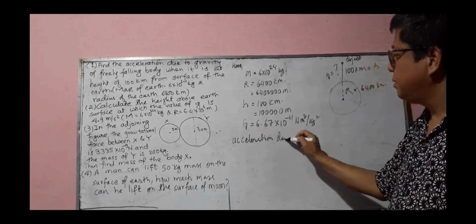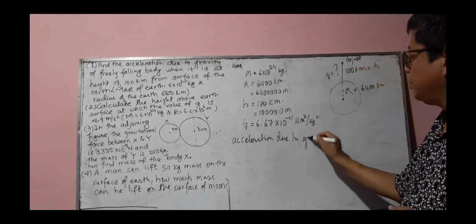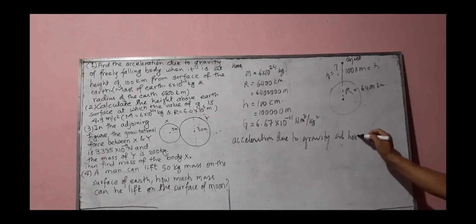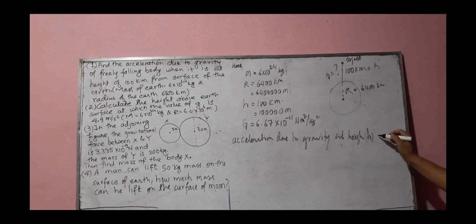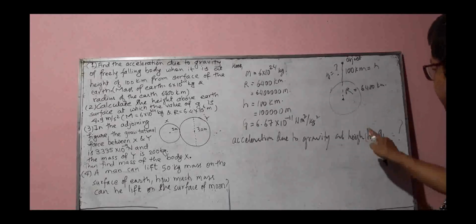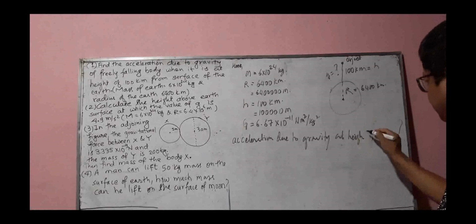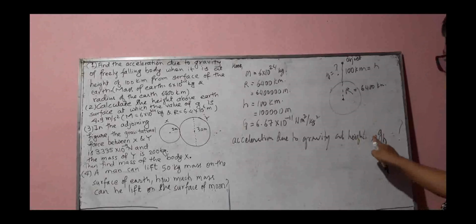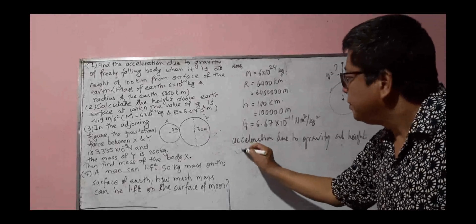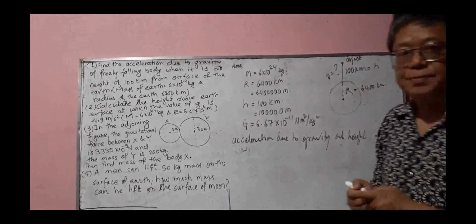Acceleration due to gravity at height h. This is denoted by gh. Sorry, it is height, gh is equal to what? Now we know the formula.